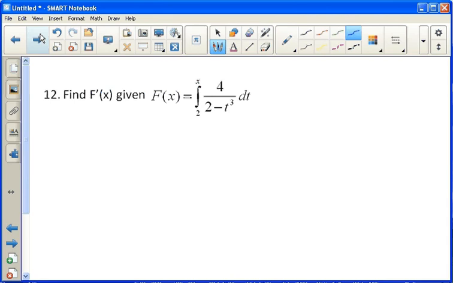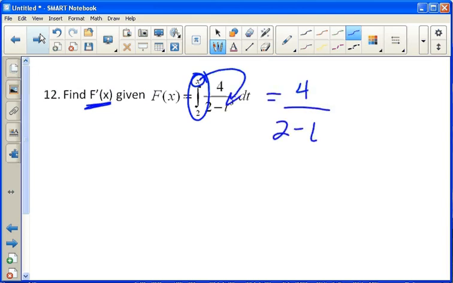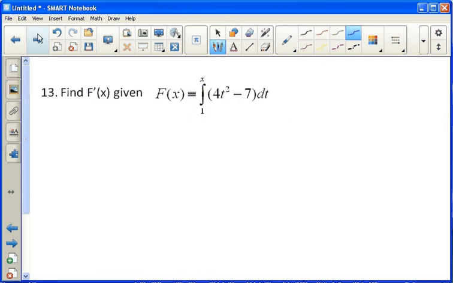Okay, next up, we're given an integral. It says given this integral, find the derivative. Anytime you're asked to find the derivative of an integral, that's the second fundamental theorem of calculus. So this one is as simple as taking the x and plugging it in for t, meaning our answer is 4 minus x cubed. Anytime you're asked to find the derivative of an integral, you use the second fundamental theorem. Okay, same thing here. We're given an integral, asked to take the derivative of it. So I just plug in the x and I get 4x squared minus 7.